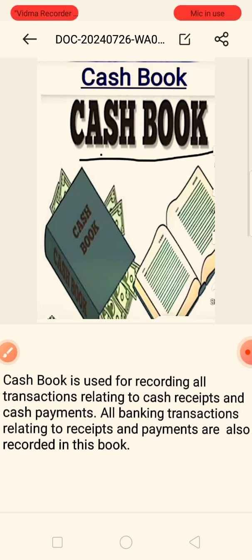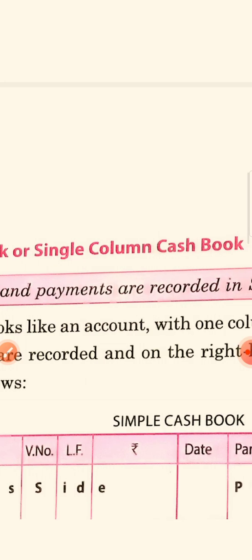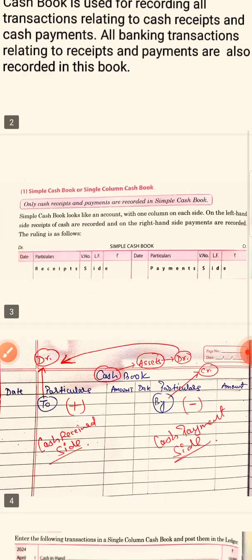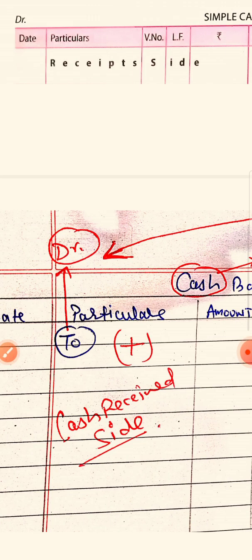So there are two types of cash book. Number one is a simple cash book, and number two is a double column cash book. First of all, we will learn the simple cash book, my dear student. But before learning the simple cash book, first of all, we will discuss the format of the cash book, my dear student. This is the format. It is available in your book, my dear student. This is the format I have discussed here.